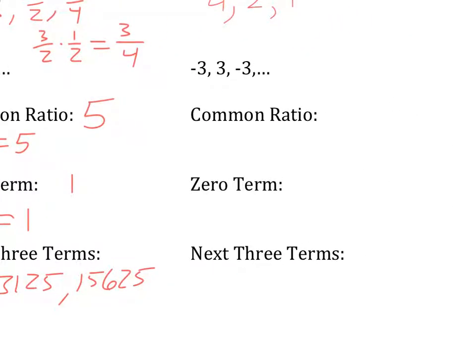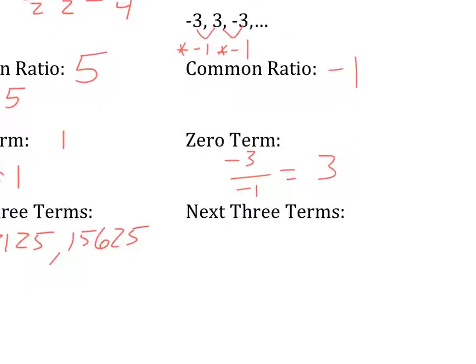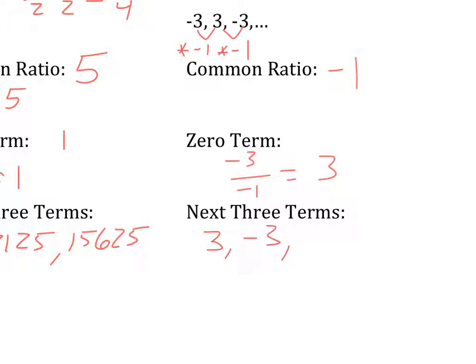All right, let's look at this final example. Okay, we have -3 to 3. Well, I can just look at that and know that I'm multiplying by -1 here. 3 to -3, again, multiplying by -1. So my common ratio is going to be -1. Now my zero term, let's see if we do -3 divided by -1. That gives me just a +3. So that will be my zero term. My next three terms, we'll do -3 times -1, which will be 3, times another -1 gives me -3, times another -1 gives me 3.